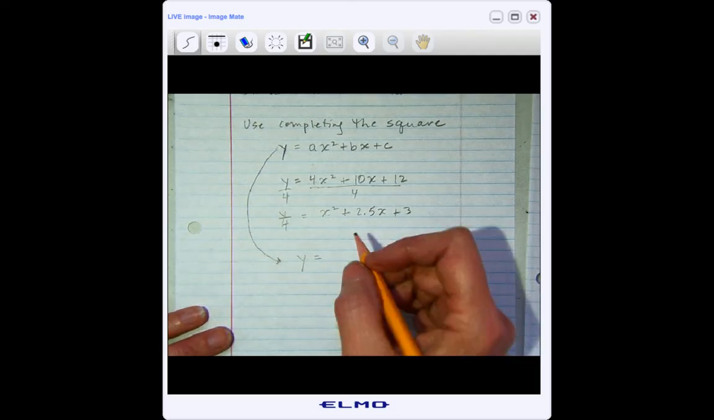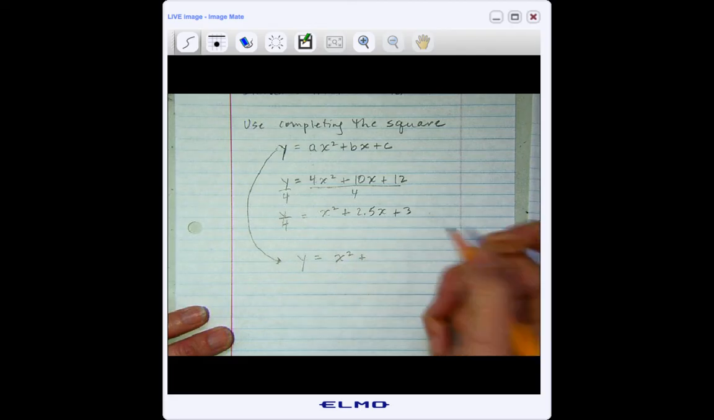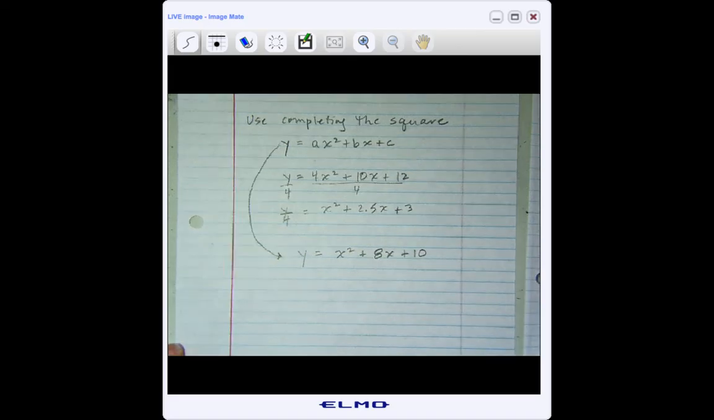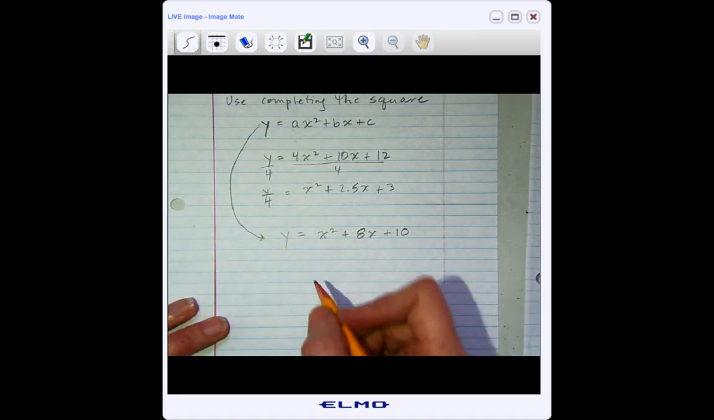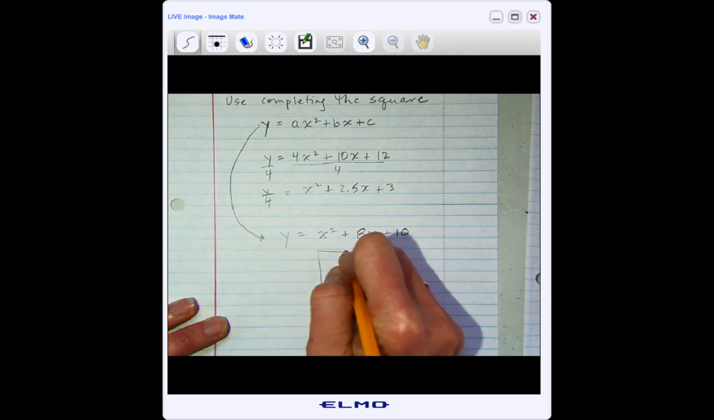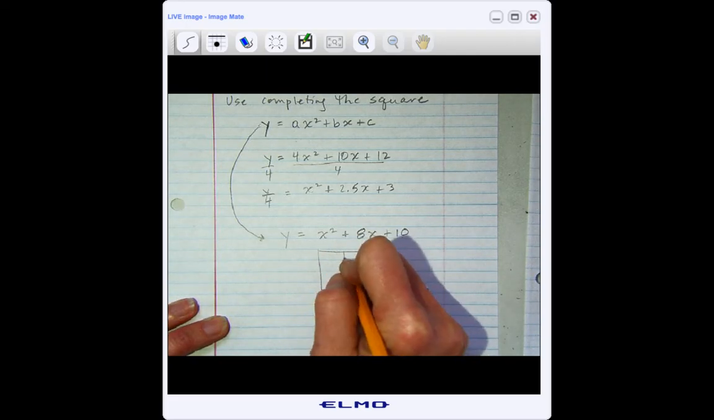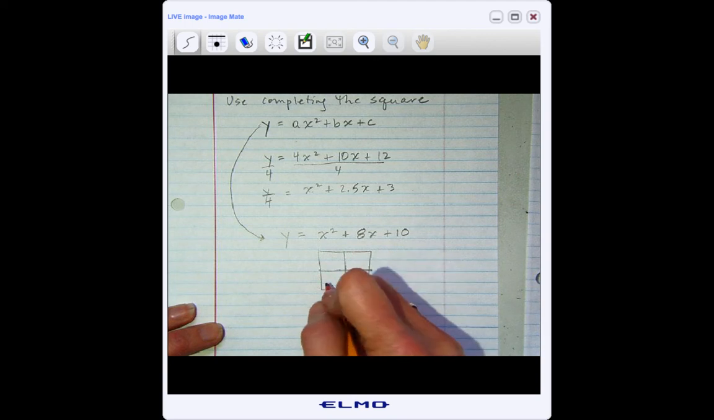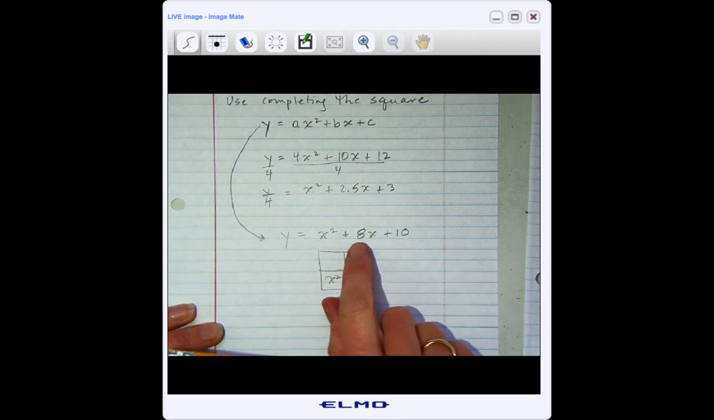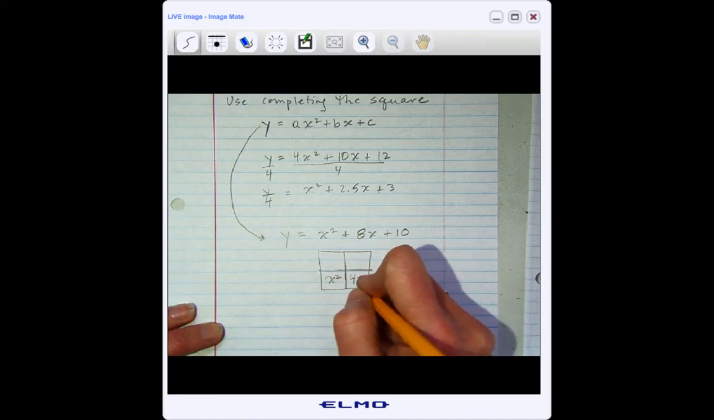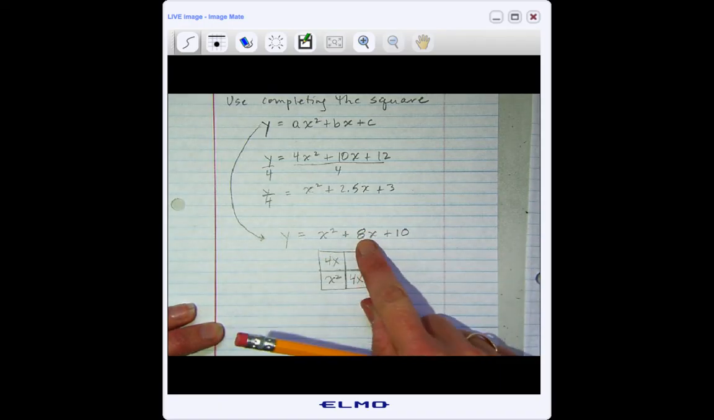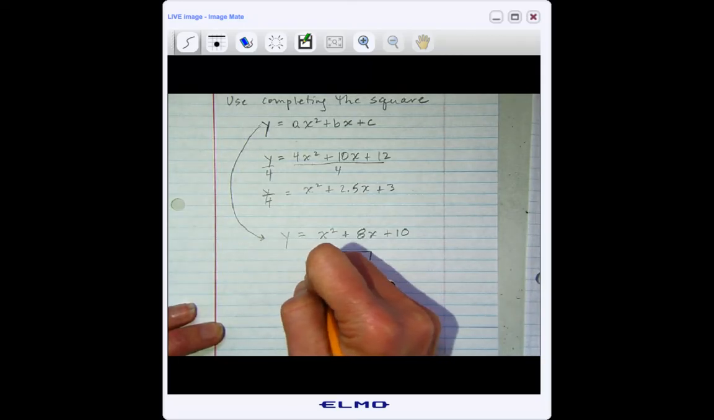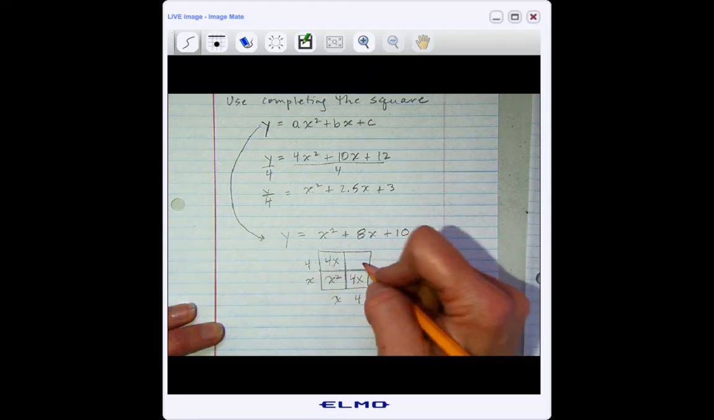Okay, so let's say I've got x squared plus 8x plus 10, and I want to try and put that in vertex form, okay? I'm going to go ahead and make my generic rectangle. This has to be a square when I'm completing the square. So when I put the x squared here, I'm going to take my 8x and split it into 4x and 4x. So you must split the bx into 2 equal parts. Then this is going to be x and 4, x and 4. What would the corner be? 4 times 4 is 16.